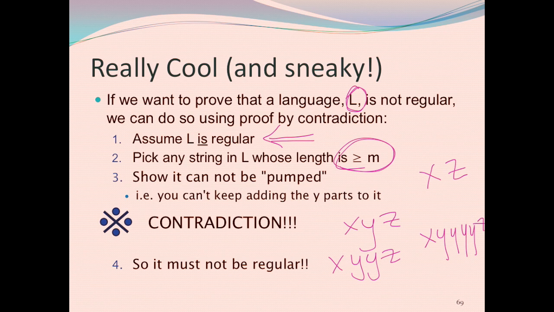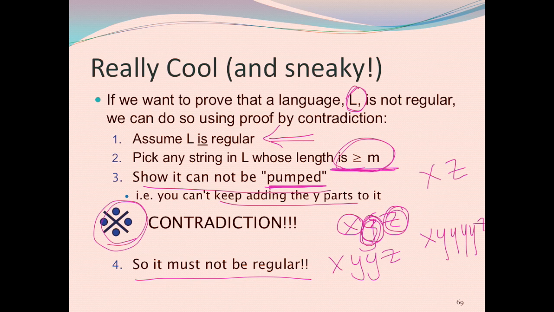Maybe go back and look and see that if x takes us to a state, y goes around for a while and ends up back at that state, and z takes us away, then we could just get rid of the y too, right? So we call it pumping when we mess with the y part. And we're going to pick just one string and show we can't pump it. You can't keep adding the y parts to it. But the pumping lemma tells us we can. So we say, oh, I've got a contradiction, so it must not be regular.